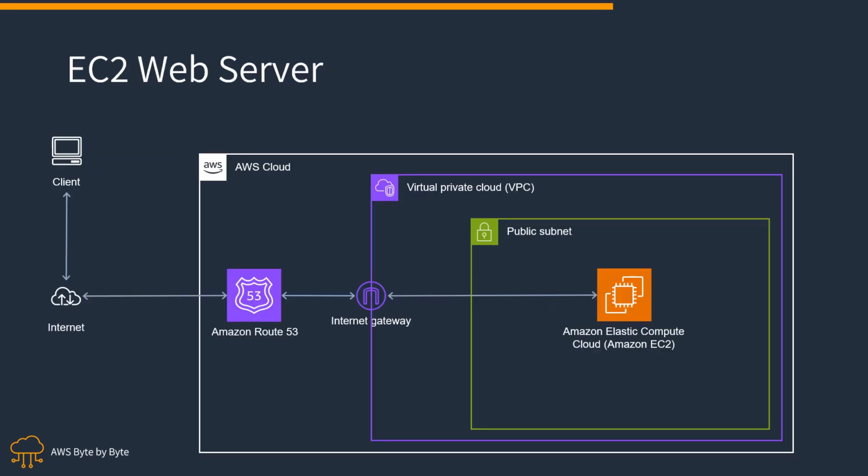Let's take a look at a basic AWS architecture, where a client accesses a website hosted on an EC2 instance. In this setup, the client, which could be a user on a laptop, desktop, or mobile device, connects to the website over the internet. The request travels through the public internet and reaches the AWS cloud.